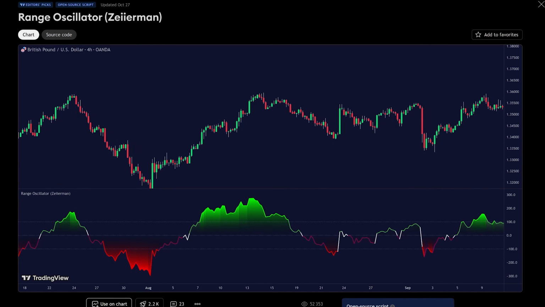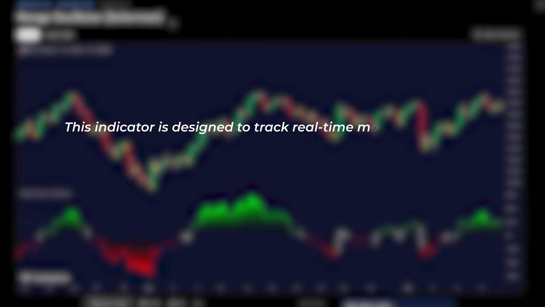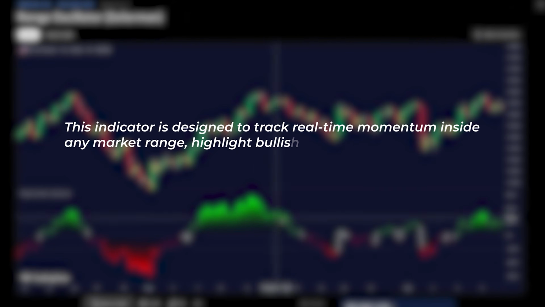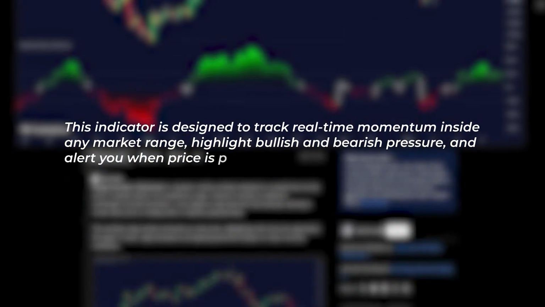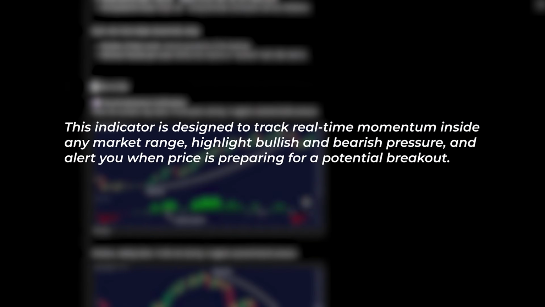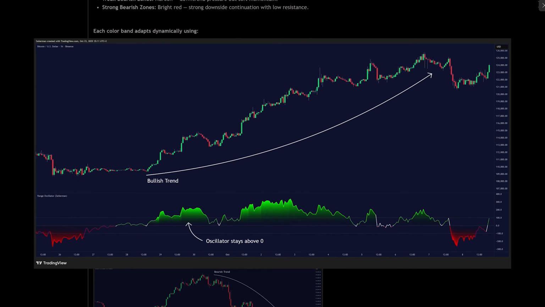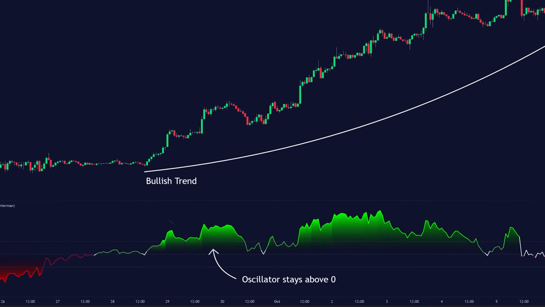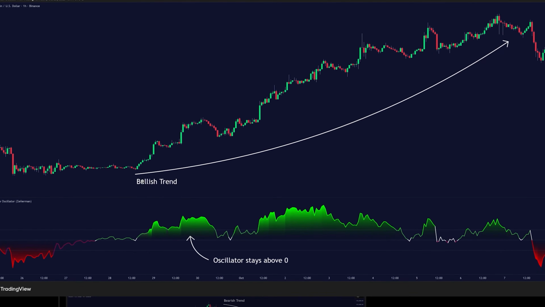In this video, we're taking a look at the Range Oscillator by Zeiierman on TradingView. This indicator is designed to track real-time momentum inside any market range, highlight bullish and bearish pressure, and alert you when price is preparing for a potential breakout. It automatically adapts to volatility, identifies strong and weak zones, and shows when momentum is building, slowing down, or reversing, all directly on the oscillator.